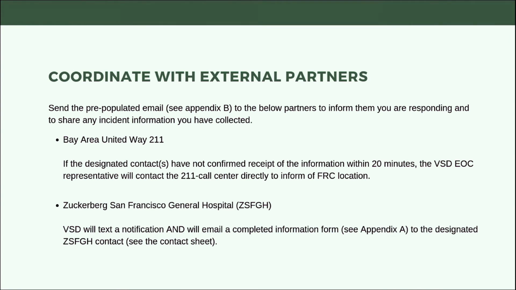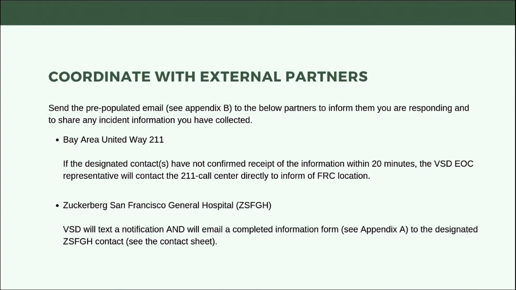Coordinating with external partners. There's a pre-populated email that we have created to send to partners to inform them that we're responding and share incident information that we have collected. The Bay Area United Way, or 211, operates a free 24-hour referral resource for people in need of assistance. During a mass casualty crime incident, many victims, witnesses, and family members will need information on assistance center locations and the resources that are available at those locations.